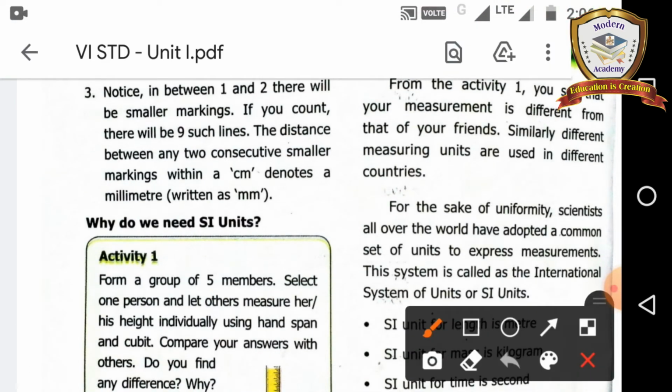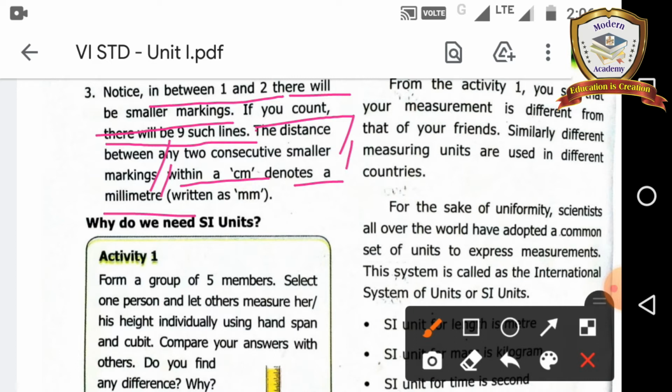Notice in between 1 and 2 there will be smaller markings. If you count, there will be 9 such lines. The distance between any two consecutive smaller markings within a centimeter denotes a millimeter. So here one activity based question is given, so this is not necessary.